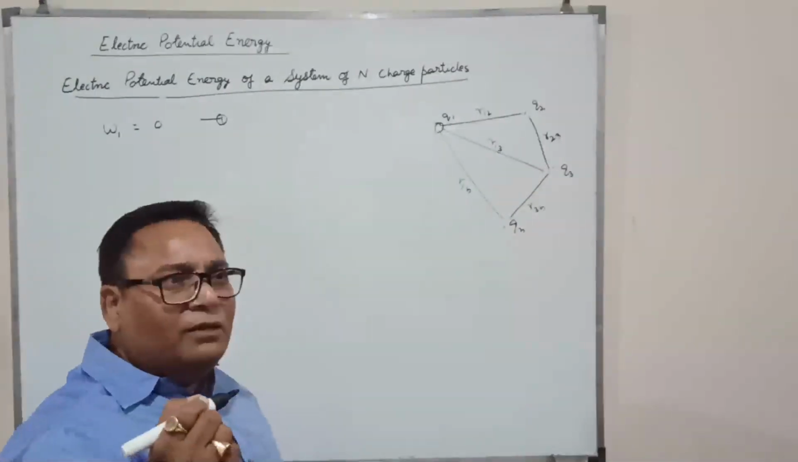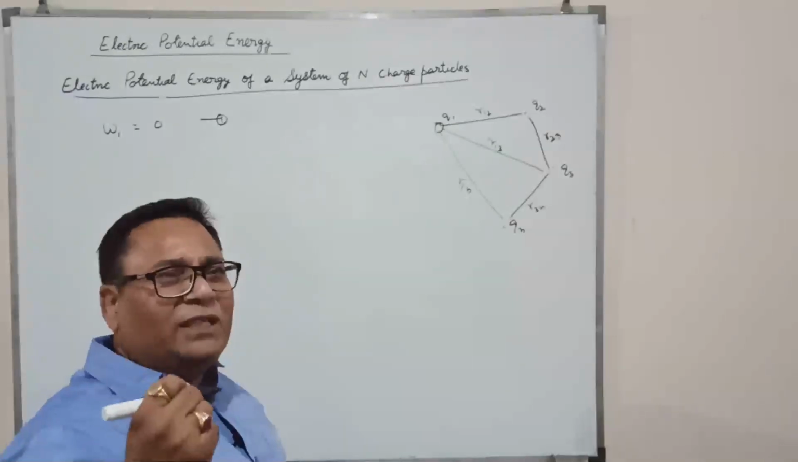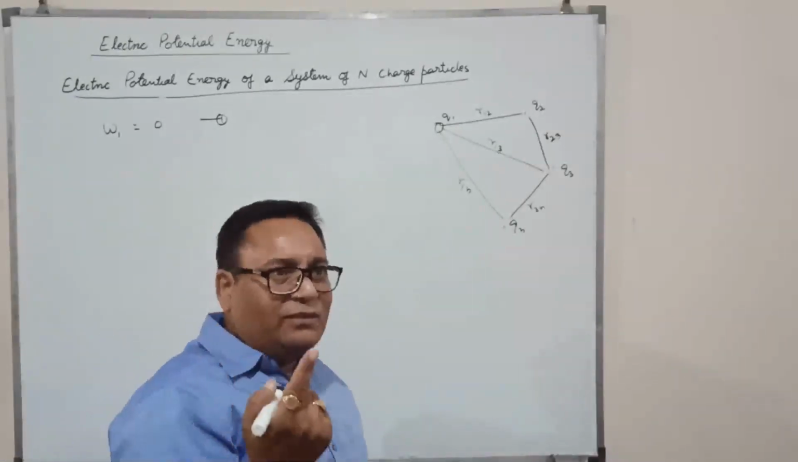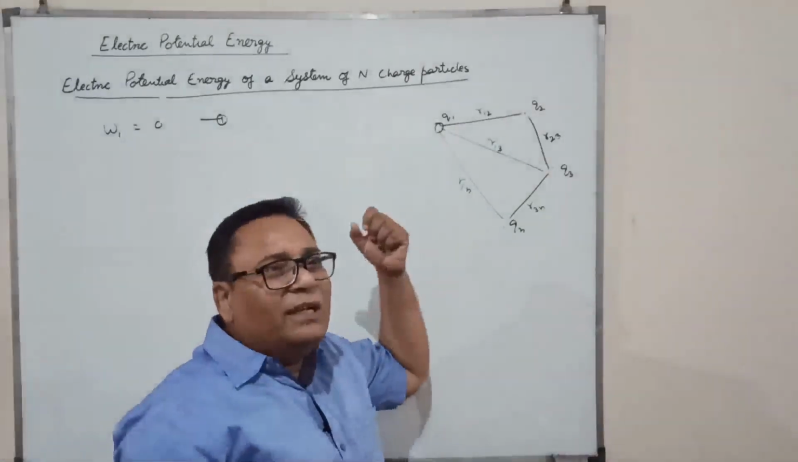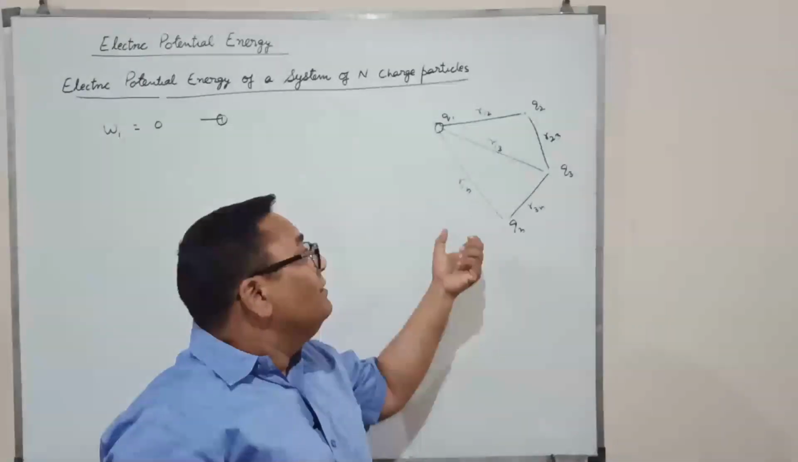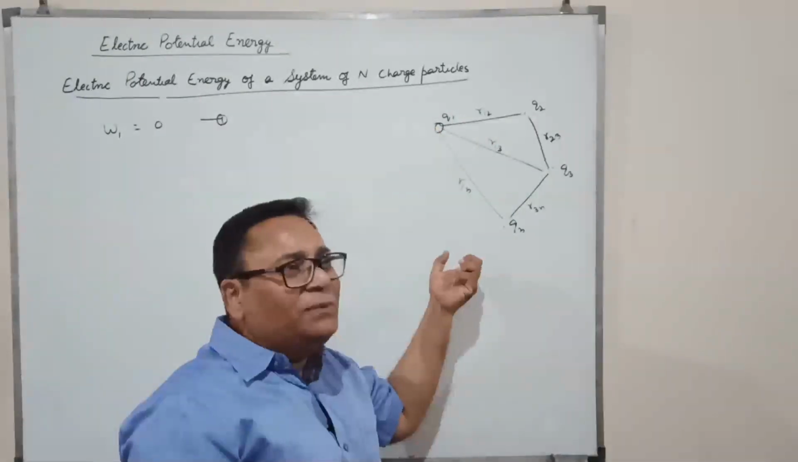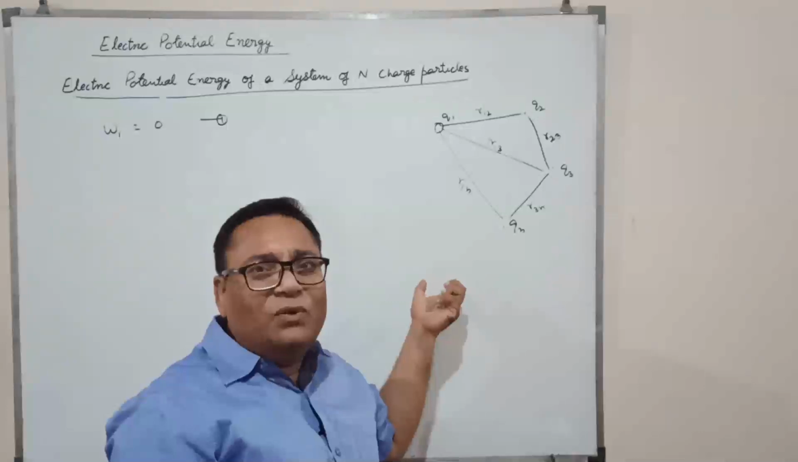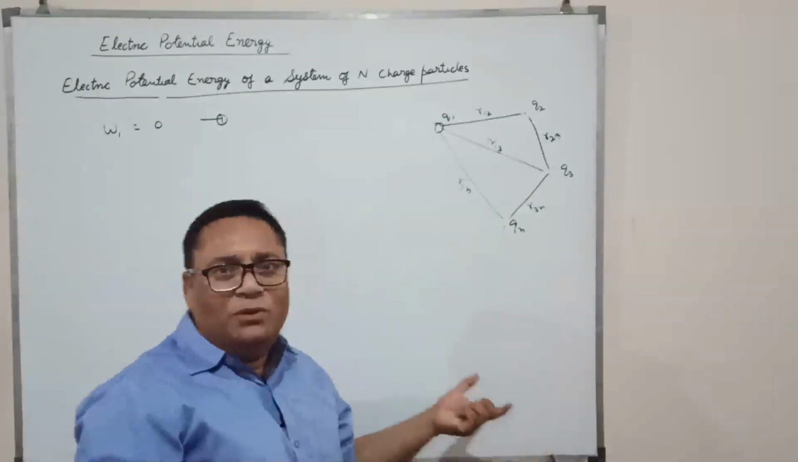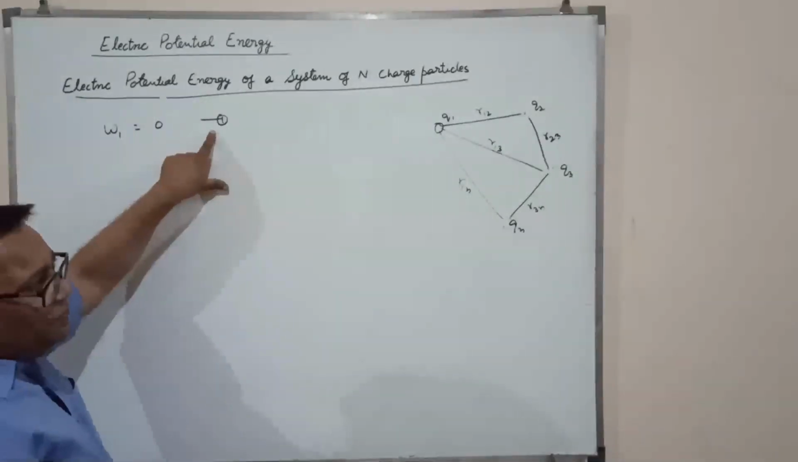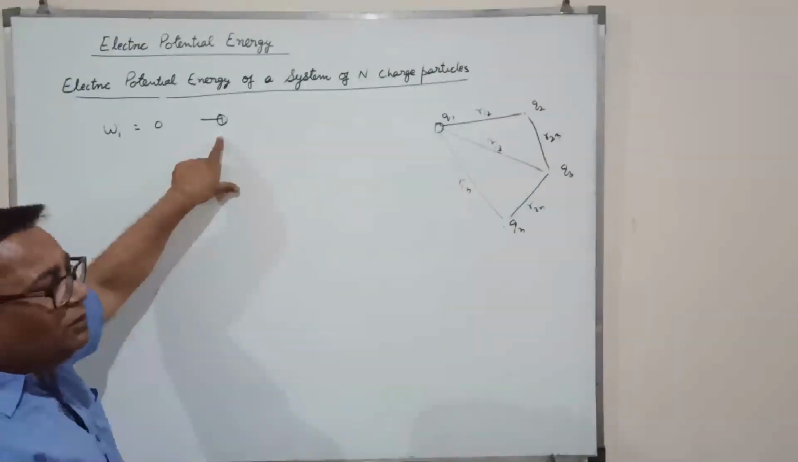if we bring any charged particle first, then the work done is 0, because there is no charged particle in the system. Therefore, the potential is 0. Then for the first particle Q1, the work done is 0.